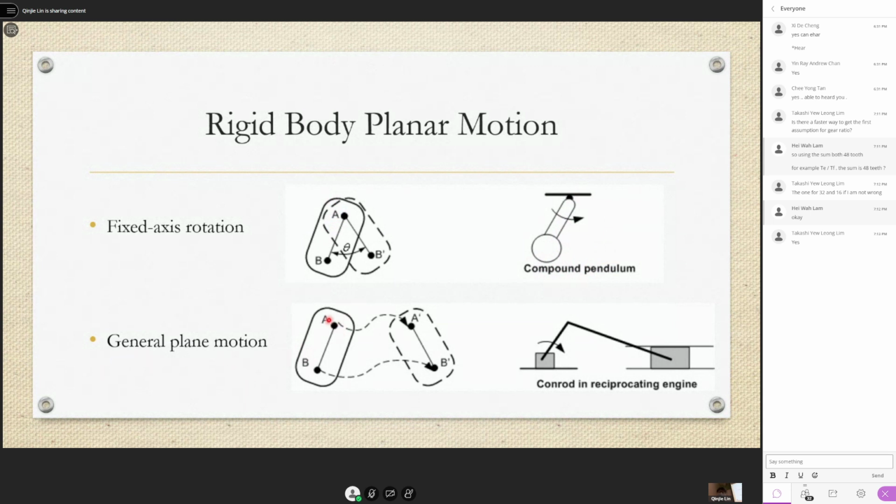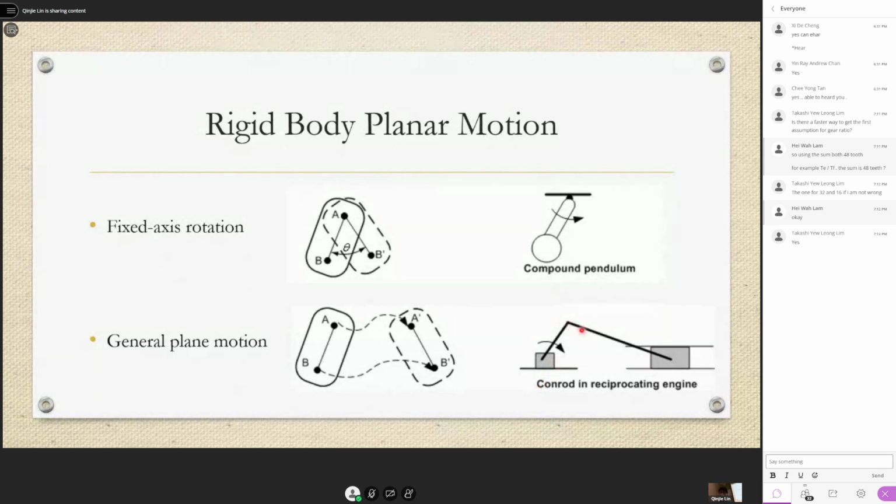The last one is the combination, the general plane motion. So we have this object here. You move it, you translate it to somewhere on the right. But now at the right, your A and B alignment also changes. So there is some sort of rotation as well. You translate and then you rotate also. It's a combination.